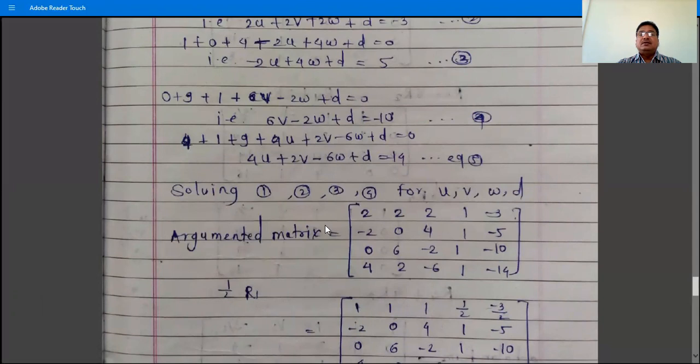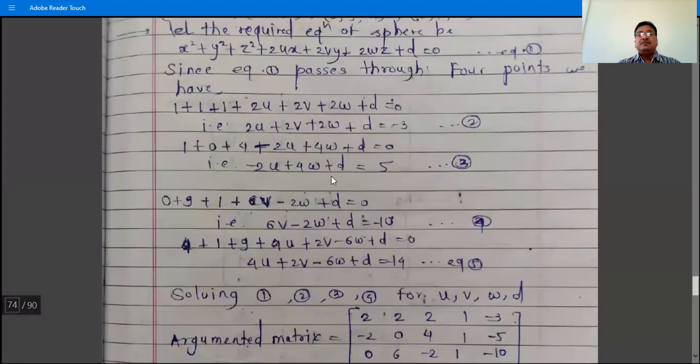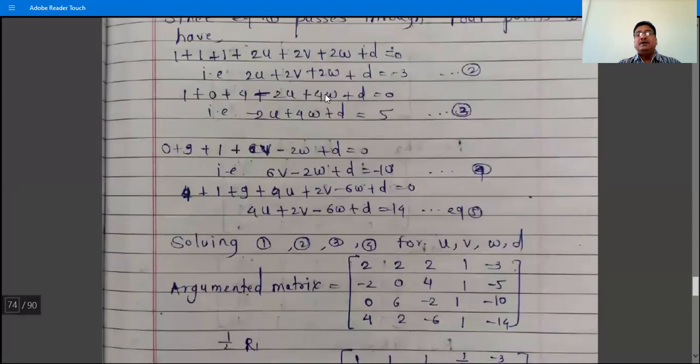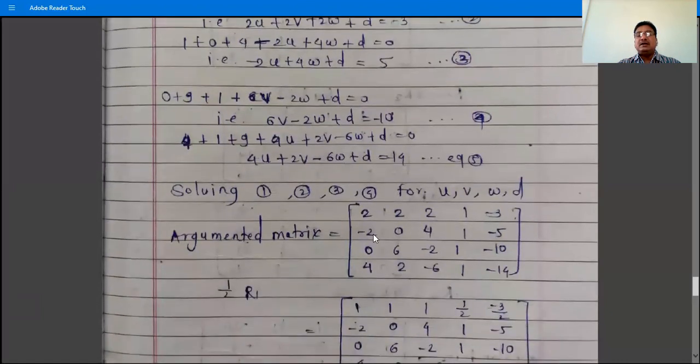So in the Gauss elimination method, first consider the augmented matrix. Augmented matrix means: write the coefficients of u, v, w, and d in the first row, and the constant, that is 2, 2, 2, 1 and -3. Then from equation 3, write the coefficients of u, v, w. The u coefficient is -2. There is no v term, so its coefficient is 0. The coefficient of w is 4. The coefficient of d is 1, and it is equal to -5. Here, 4 plus 1 is 5, and after shifting it becomes -5.